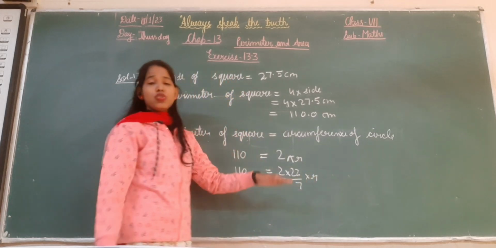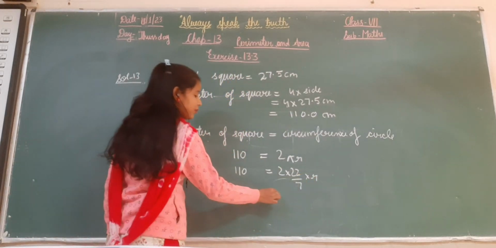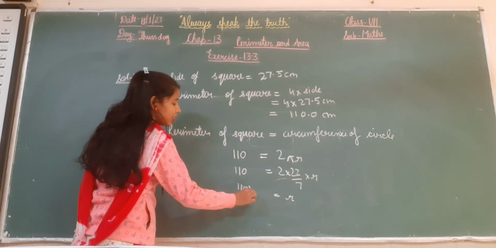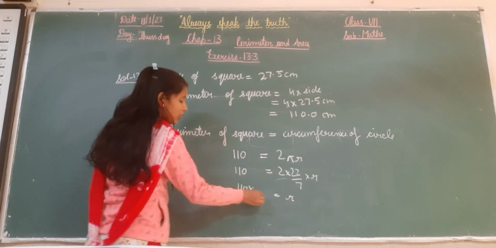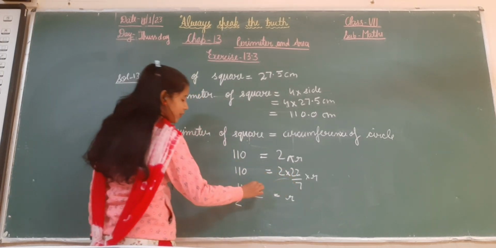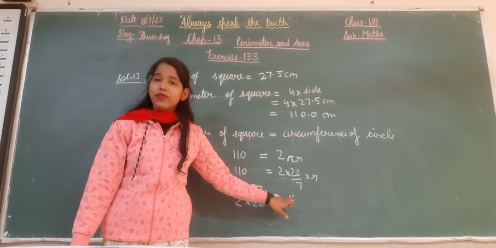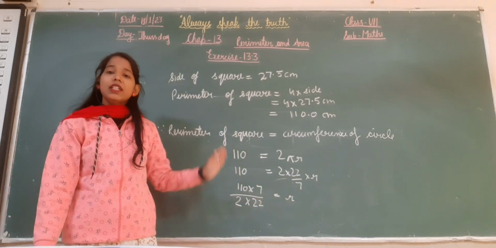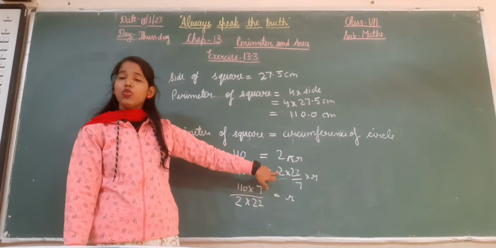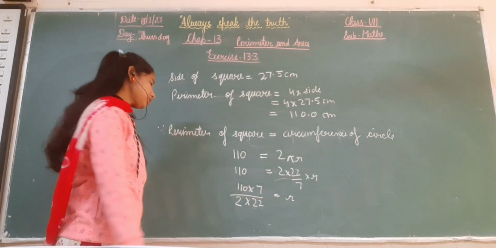We will transpose all the digits to the left hand side and r will be there. r will stay here, and the rest will be transposed. 110 it will be 2, so it will divide by 2, and 22 by 7 will become 7 by 22. 22 by 7 will transpose and it will become 7 by 22, right? 7 by 22, and this 2 is in multiplication, so it will become a division.